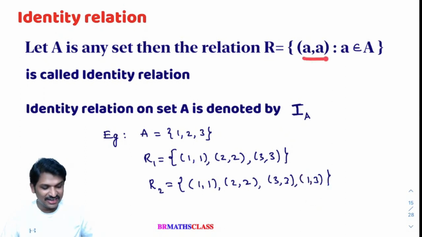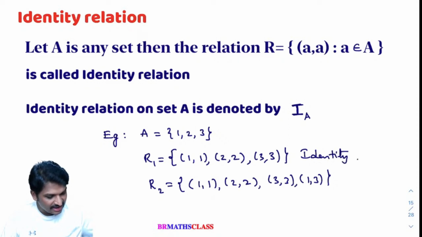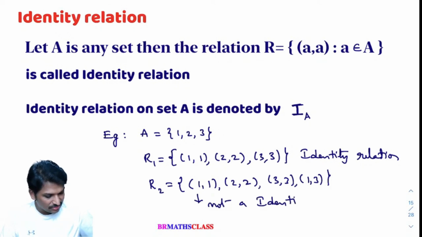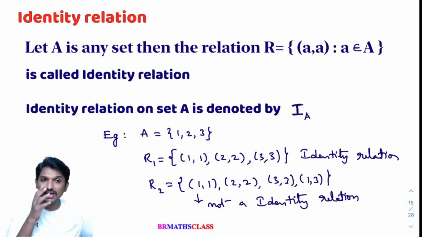This relation contains ordered pairs that are not of the form A comma A. If anything comes like this, it is not an identity relation. I hope you got the point here. This is an identity relation. What about this one? This one is not an identity relation. I hope you understand this.